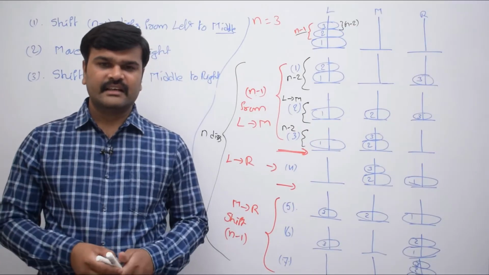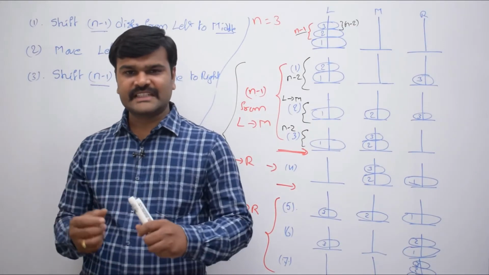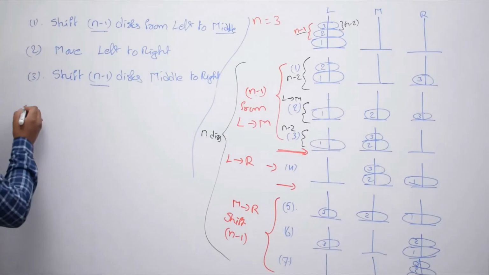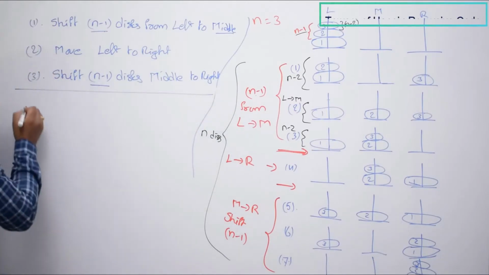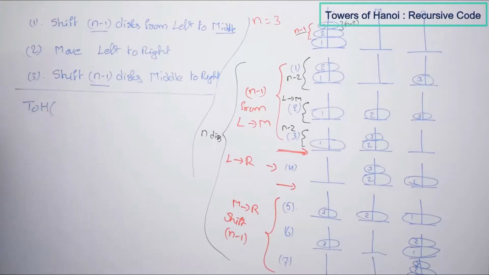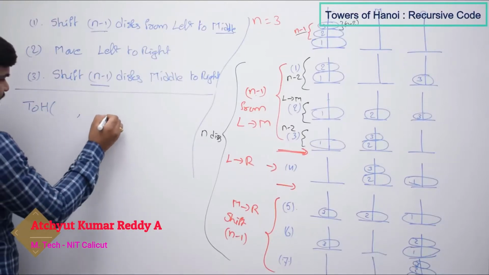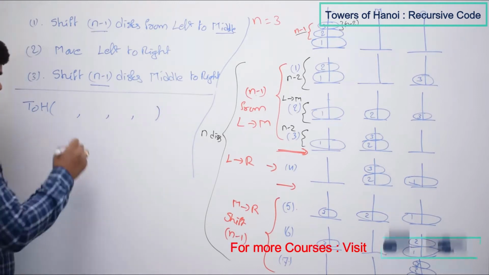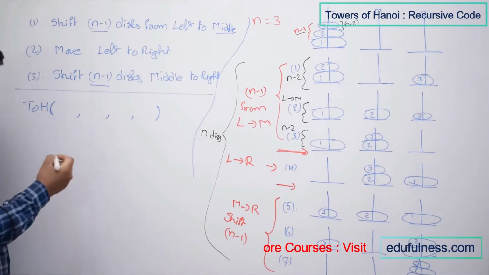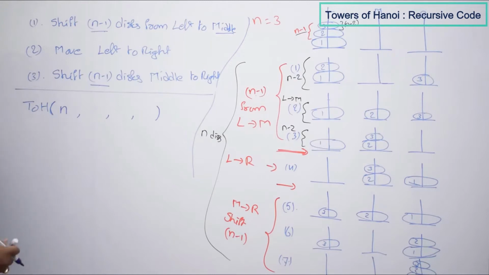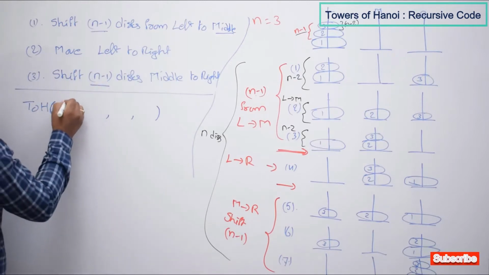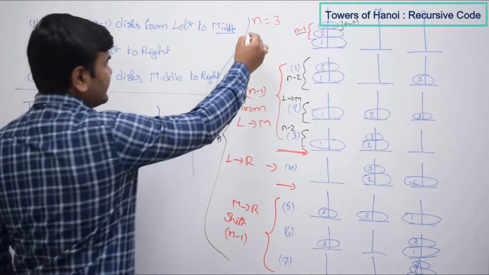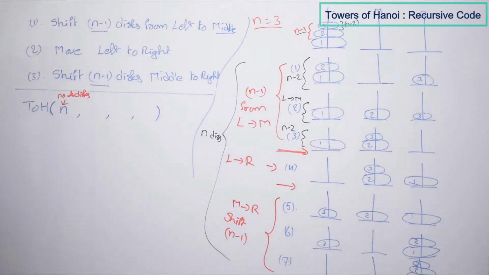Now let us see how to write a recursive code for these 3 steps. Okay. We are almost done. Now here you see we are going to take a function name, Towers of Hanoi, and this function is going to have a total of 4 parameters. What are those 4 parameters? The first parameter is talking about the number of disks. Initially we have n disks, that is what n is here.